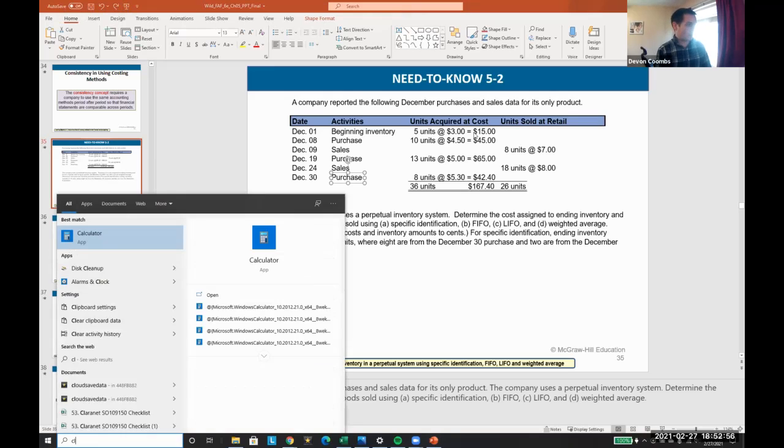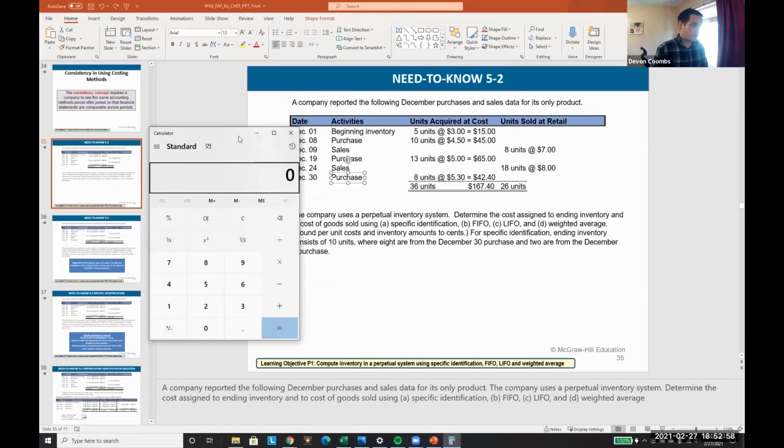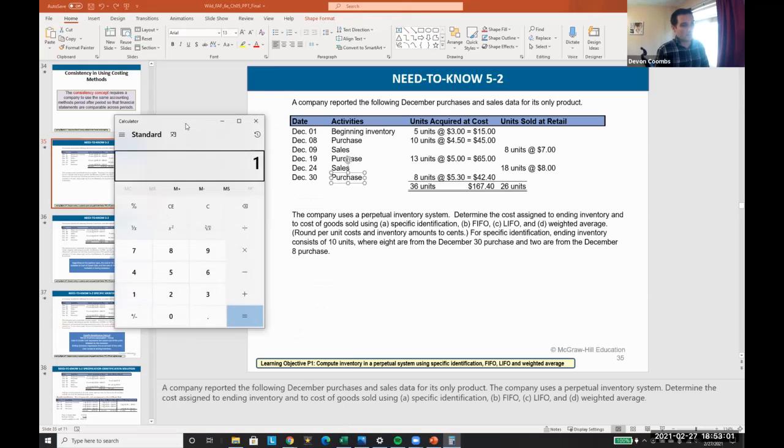And so our total cost is going to be the sum of each of these, right? So I'll show you how I do it with a calculator for those of you who aren't as comfortable with Google Sheets or Excel. Each one of these is a calculation of the units times the cost per unit. You're probably not going to be given the total cost. You need to calculate that yourself. So 5 times 3 is 15, so on and so forth. 15 plus 45 plus 65 plus 42.4 is our 167.40.